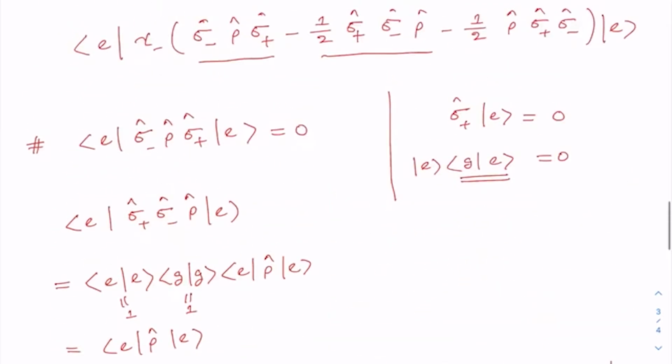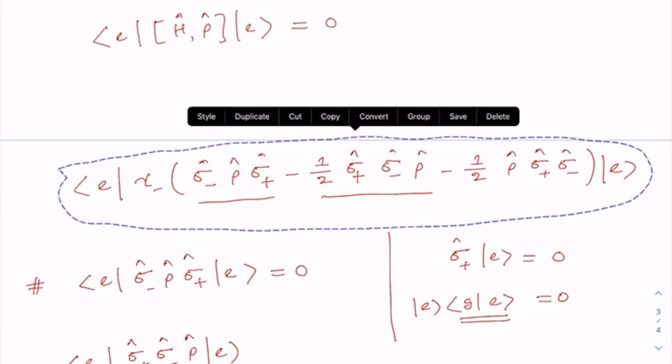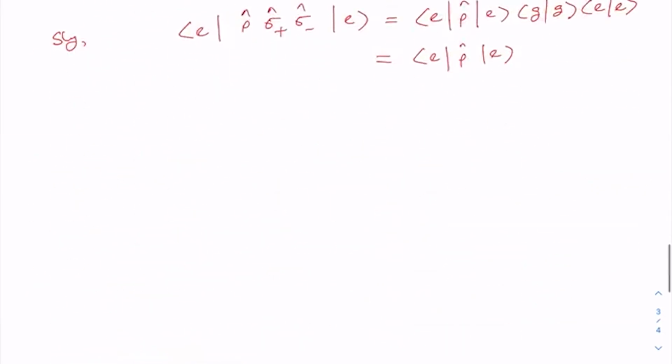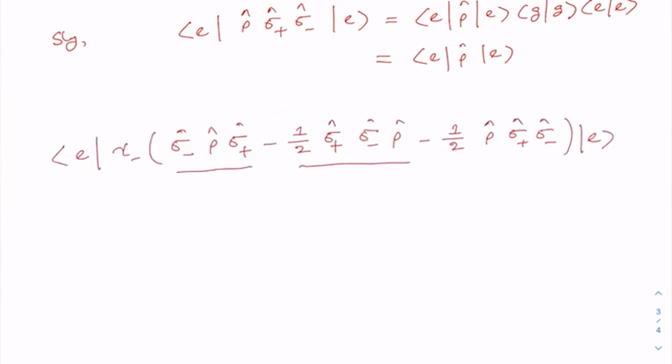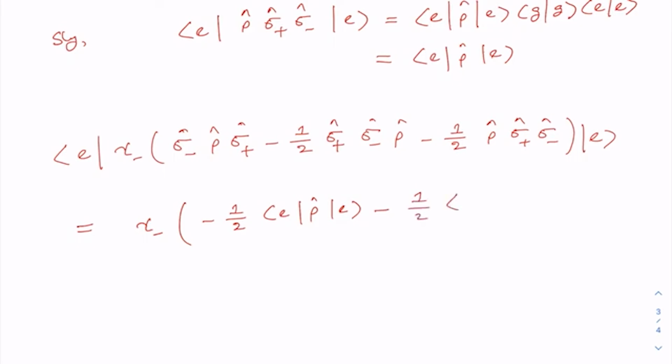So therefore we have calculated all these terms, so I can work out this particular term. If I put all the terms there, I will have it as gamma minus, half <e|rho|e> minus half <e|rho|e>.